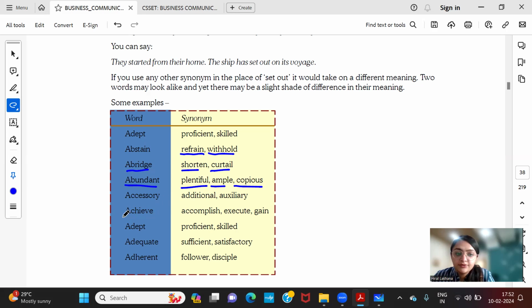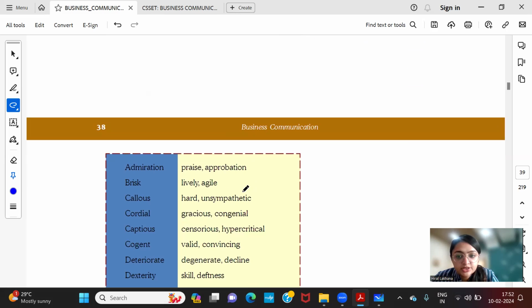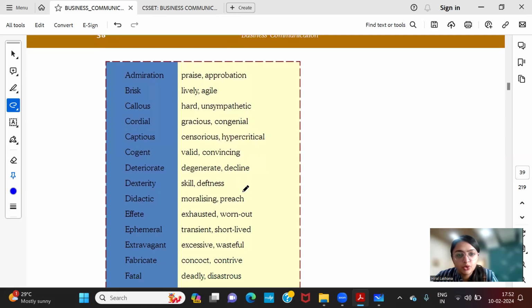Next, we have the word achieve here. Achieve means to get something that you have worked hard for, or to accomplish something. So like we can see here, for achieve, the different synonyms are accomplish, execute, or gain. So this way we have a varied range or an entire list of synonyms available in our module.